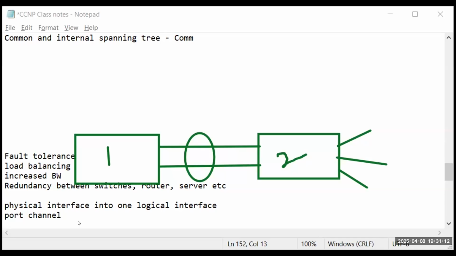Yes, I have one doubt. As you said, all the 8 physical links will get aggregated into one logical link, right?